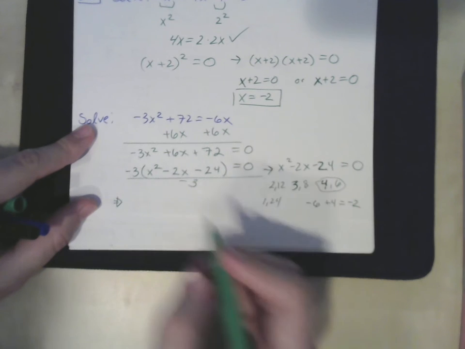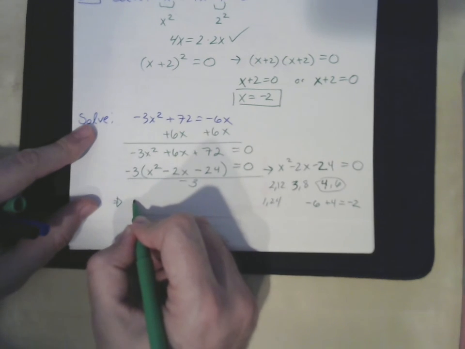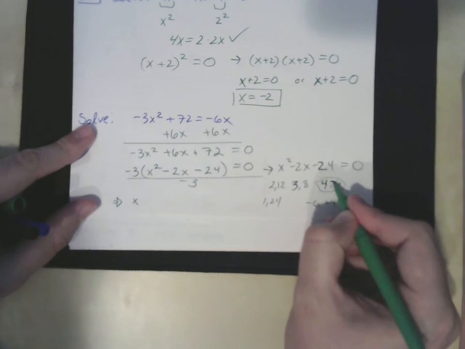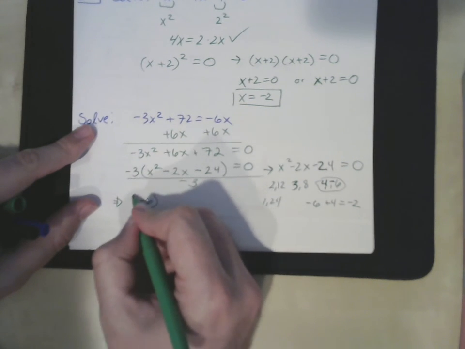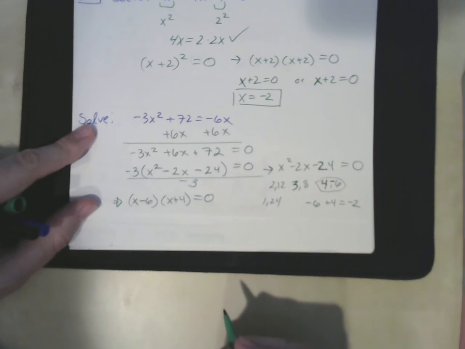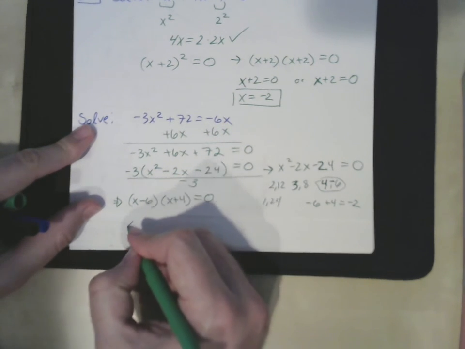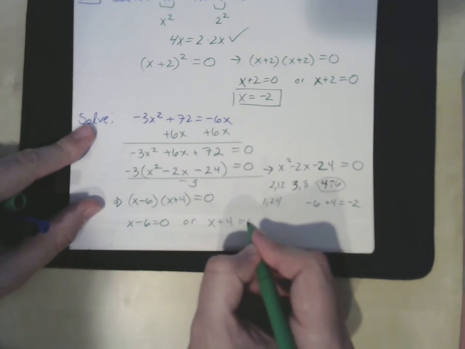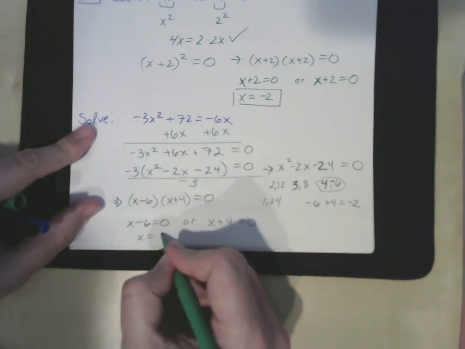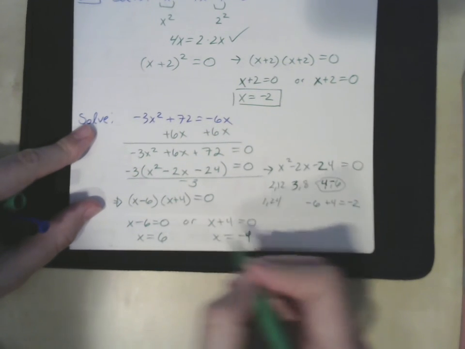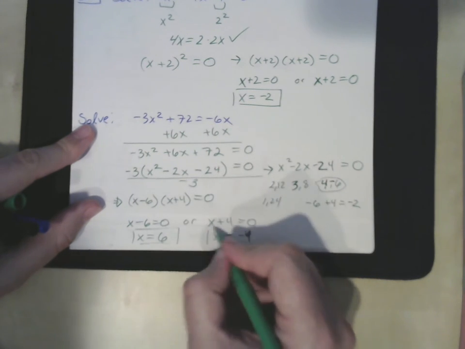So I have x, since a is 1, I can use the shortcut and just take 4 and negative 6 and do (x minus 6)(x plus 4) equals 0. Our zero product property says that x minus 6 equals 0, or x plus 4 equals 0. And so x equals positive 6, or x equals negative 4. Both of these are our answers.